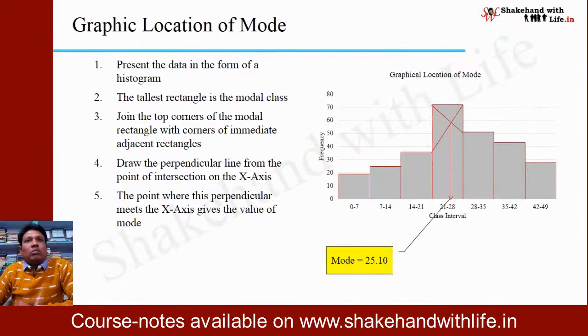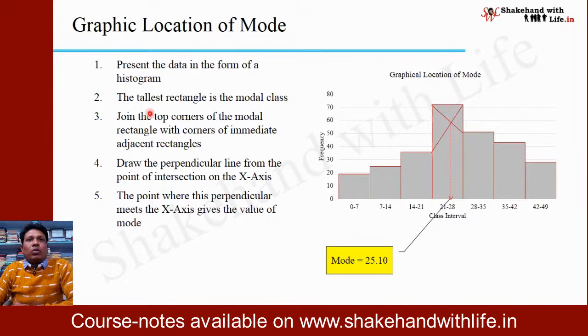Now how would you locate the mode on the graph? First you need to present the data in the form of a histogram. Take the class interval on the x-axis, then frequencies on the y-axis, and draw rectangles corresponding to the height of the frequencies. The tallest rectangle is the modal class. This is the tallest rectangle. This is the modal class.